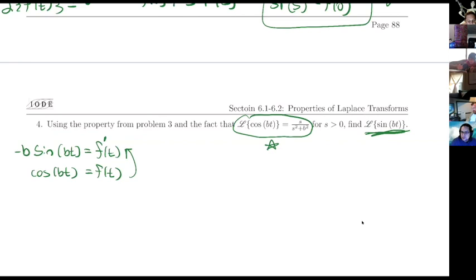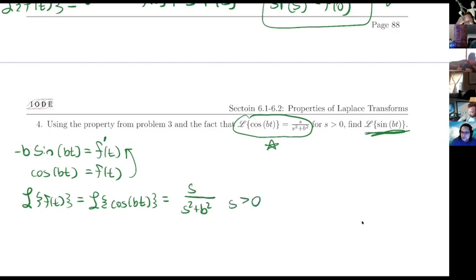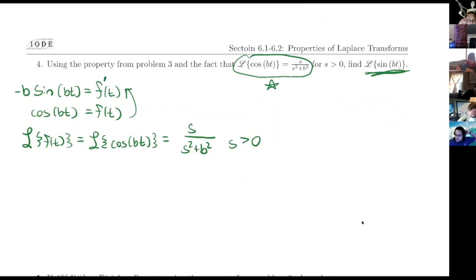So here is what we know. I know that L of f of t, where we're calling f of t the cosine function, we know that this is s over s squared plus b squared for s bigger than 0. And what I'd like to do is figure out what this is.